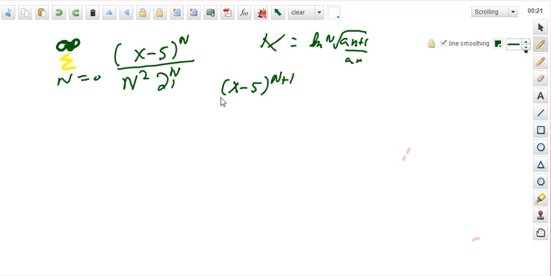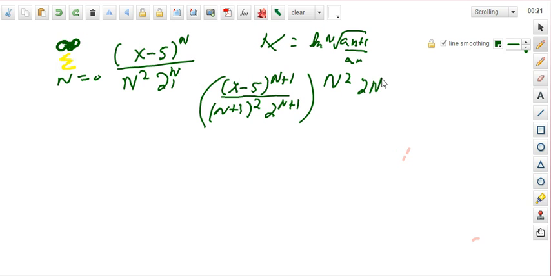And then over n plus 1 squared and 2 to the n plus 1. And then I'm going to multiply all that by the second one, n squared and 2 to the n over x minus 5 to the n.